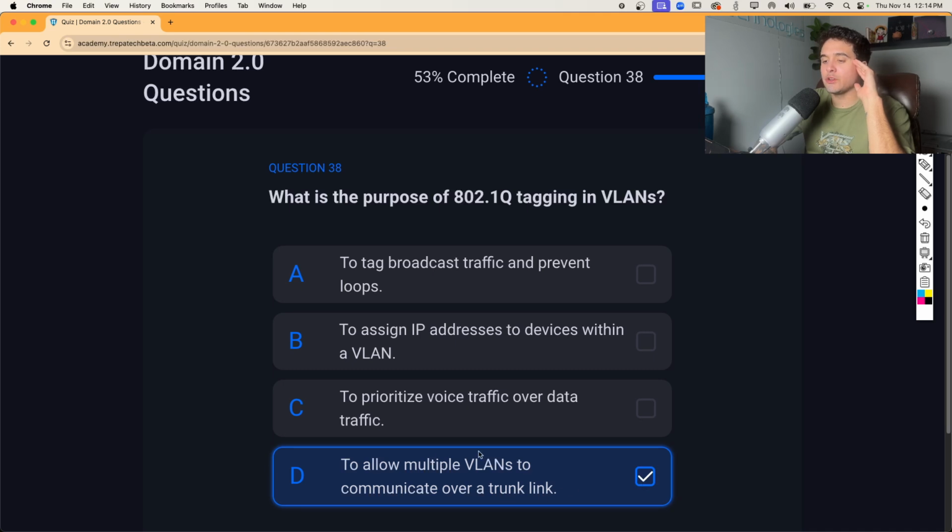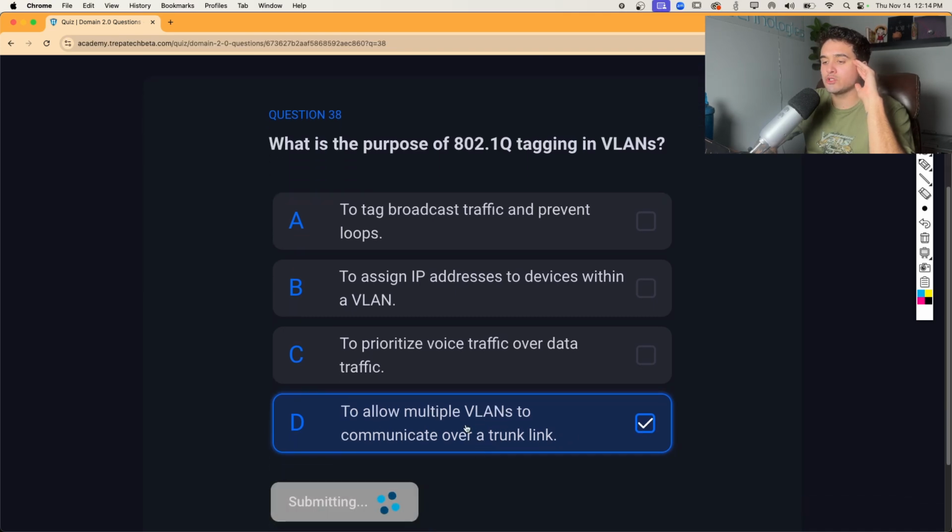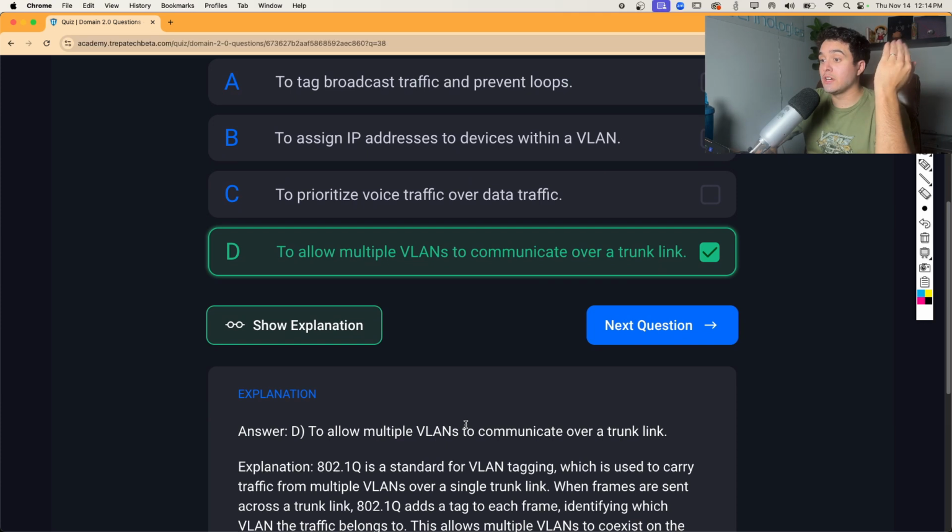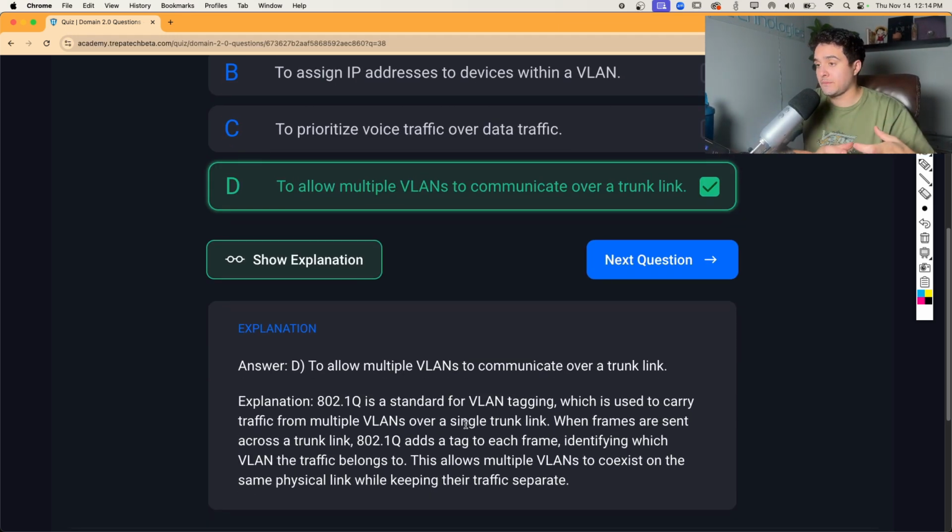So we're going to go with D here. To allow multiple VLANs to communicate over a trunk link. That's what 802.1Q does. So if we configure a trunk and we say switchport trunk encapsulation 802.1Q, we're saying use this encapsulation standard to allow multiple VLANs through this trunk. Go ahead and pause the video to read the explanation.